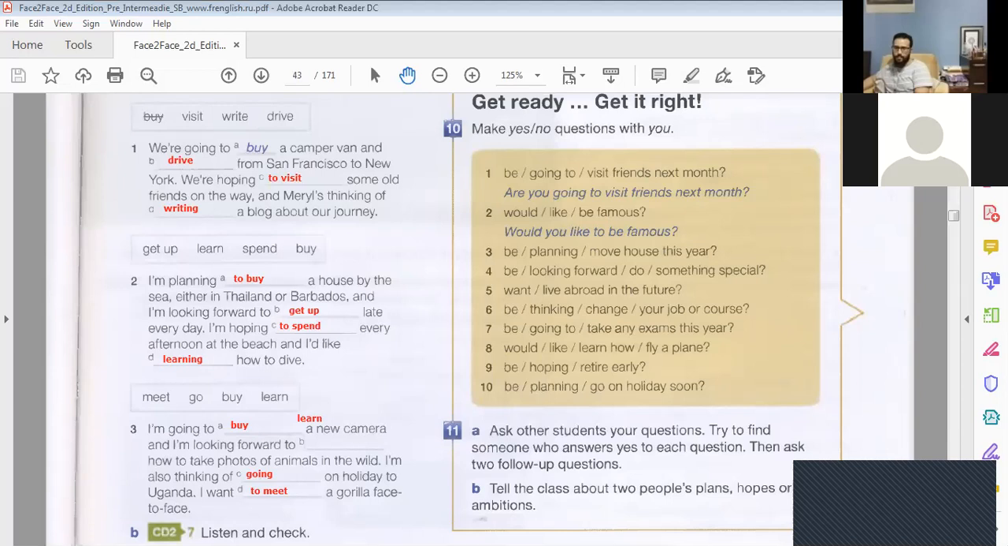That's right. Are you sure? Correct. Yes. Listen again. I think either in Thailand or Barbados, and I'm looking forward to getting up late every day. Getting up. I think when we use to, we don't use the verb with ing. No, that's not the rule. The rule is you have to look at the phrase before to.